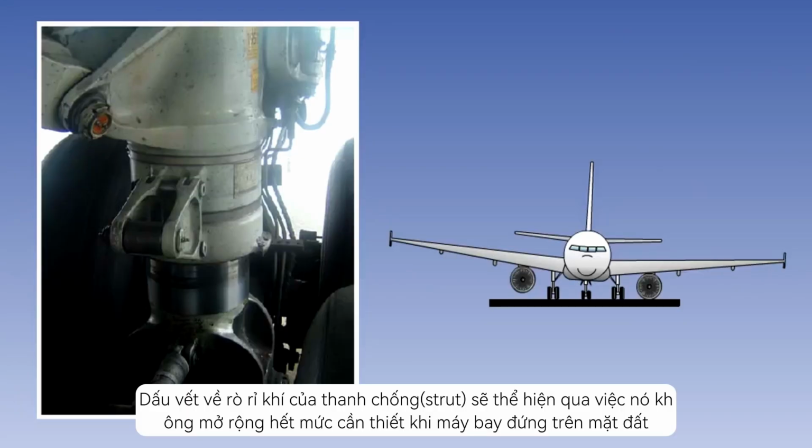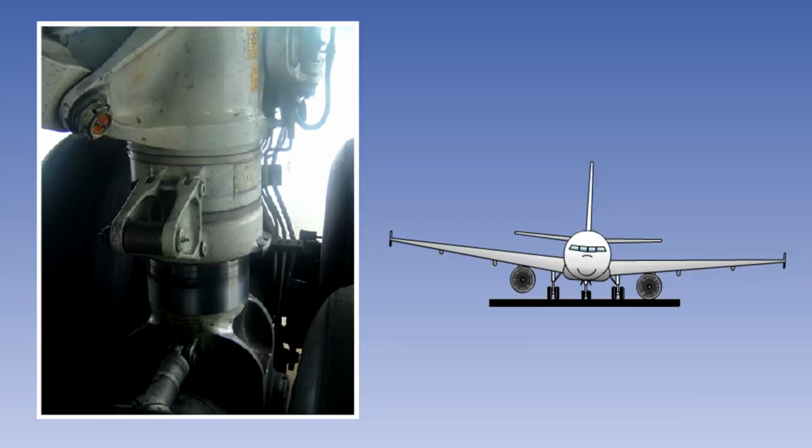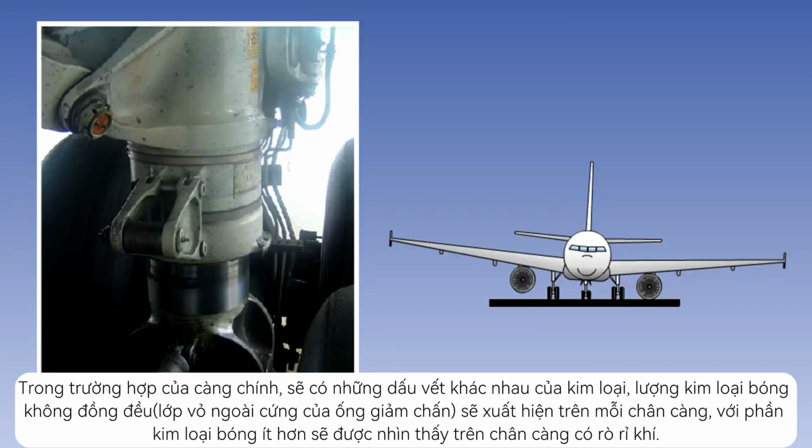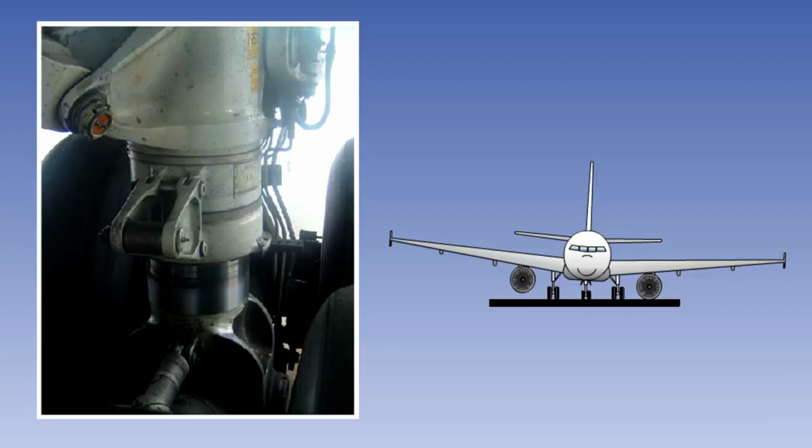Evidence of a strut gas leak will be given by the strut not extending as far as it should with the aeroplane standing on the ground. In the case of the main gear, uneven amounts of shiny metal, which forms the hard outer coating of the strut, will be shown on each gear leg, with less shiny metal being visible on the leg with a gas leak.